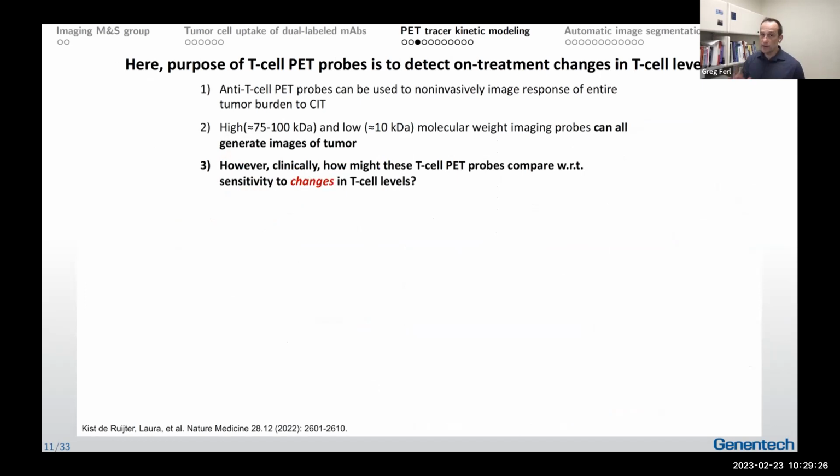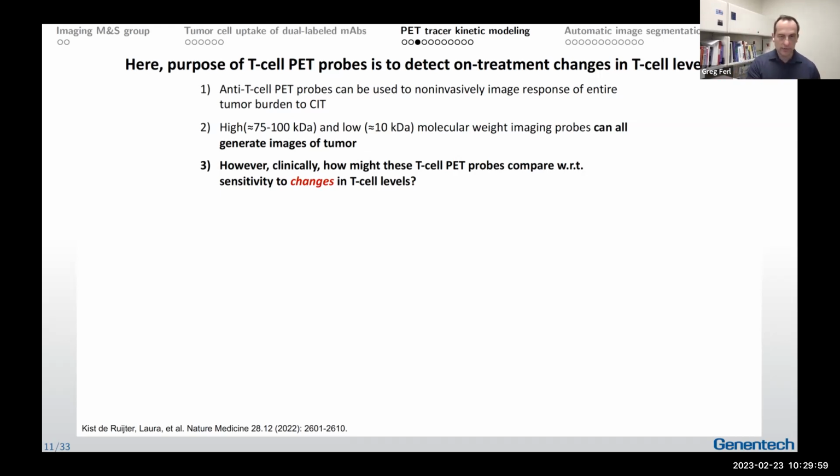So in terms of where the modeling comes in, something to keep in mind with these kinds of tracers is that there are many different tracers that can generate a nice image, where the tumor lights up. But what we really want to quantify is the change in the PET signal, or the change in T cell levels, in the same lesion pre-treatment versus post-treatment, because that's what we're trying to evaluate. Did the patient respond to treatment?